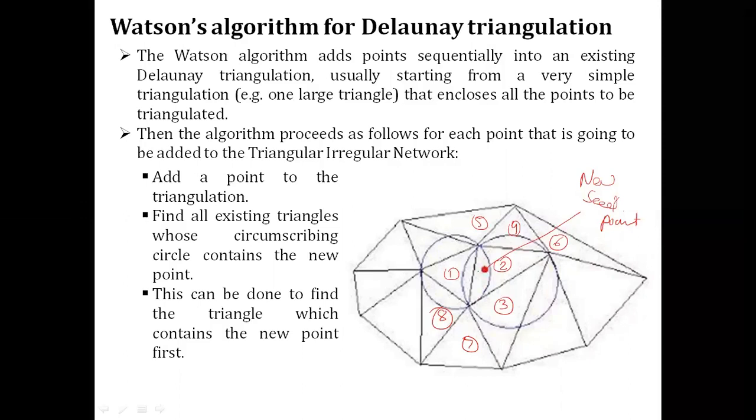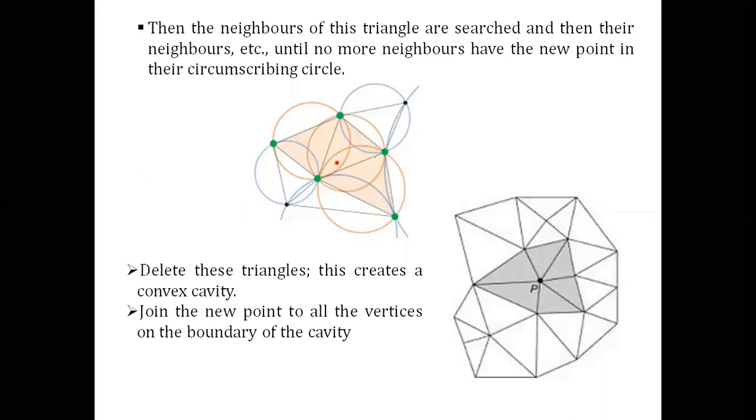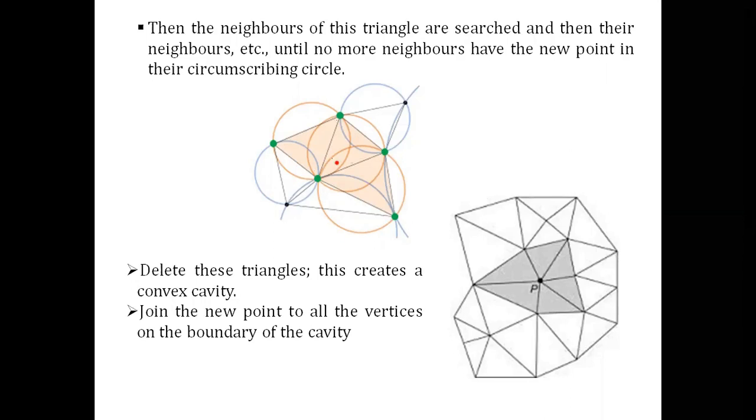Now what we need to do is draw the circumcircles for all these 8 triangles. We have to draw a circumcircle for all these 8 triangles. And once we have done that, what we need to identify is in how many circumcircles this seed point is going to lie.